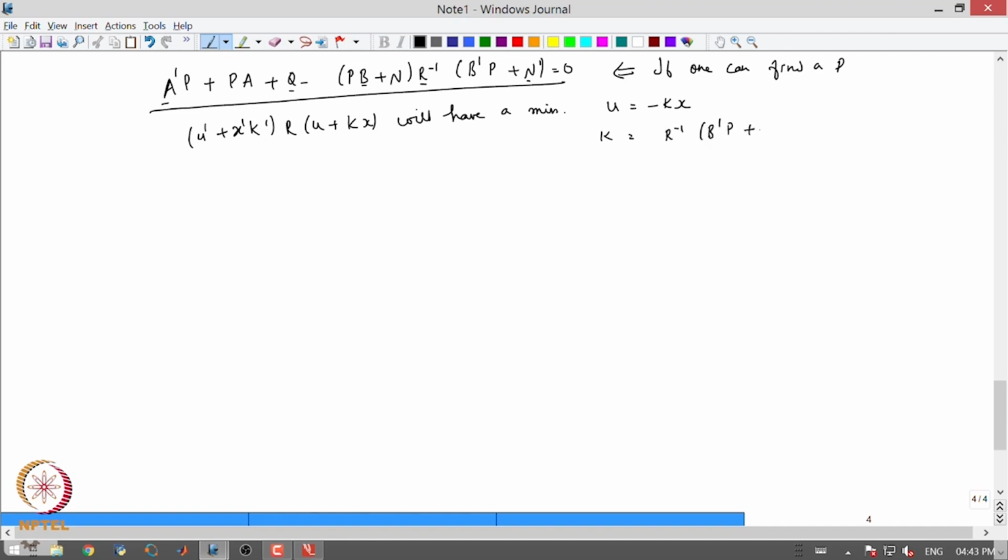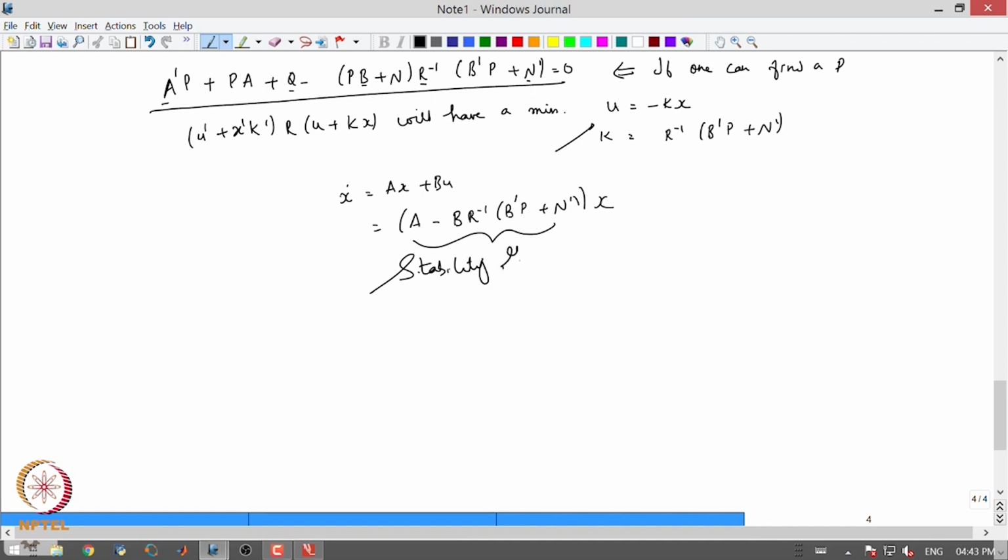B transpose P plus N transpose, in such a way that the closed loop system, which is x dot equals A x plus B U, with U equal to minus Kx, is A minus B R inverse B transpose P plus N transpose X. Okay, so that this is a stability matrix.